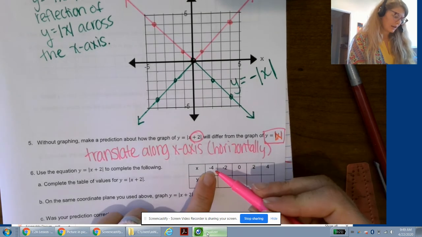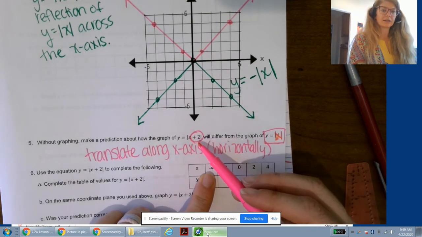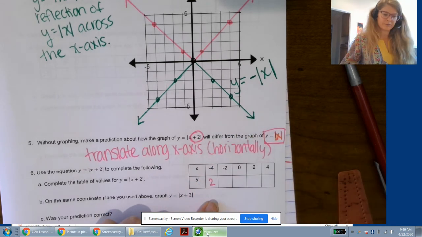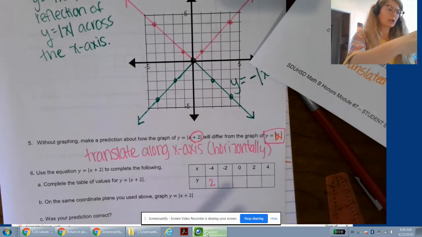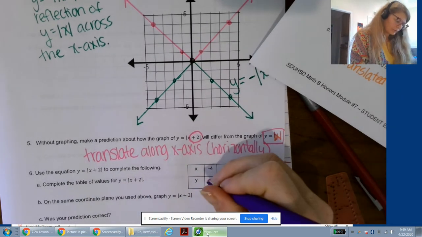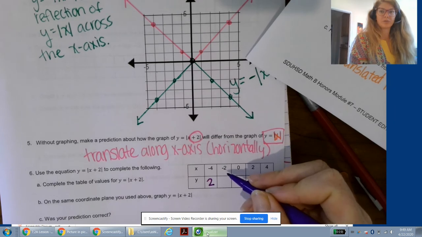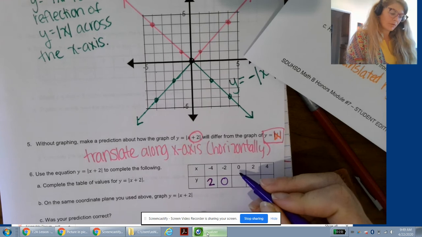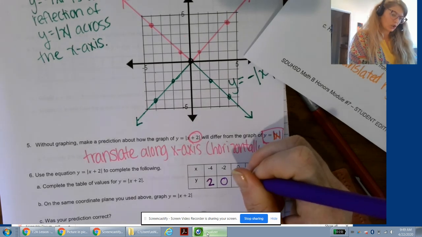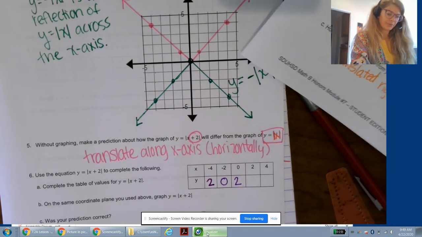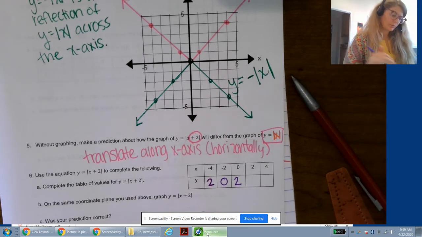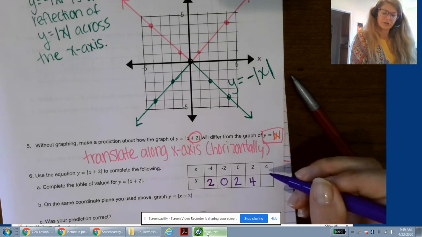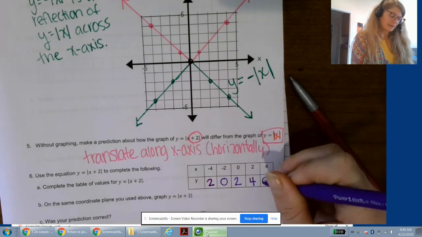So here, negative 4 plus 2 is negative 2, and the absolute value of that is 2. I should use a different color. Purple, 2. Negative 2 plus 2 is 0, and the absolute value of 0 is 0. 0 plus 2 is 2, and the absolute value of that is 2. 2 plus 2 is 4, the absolute value of that is 4. And 4 plus 2 is 6, and the absolute value of that is 6.